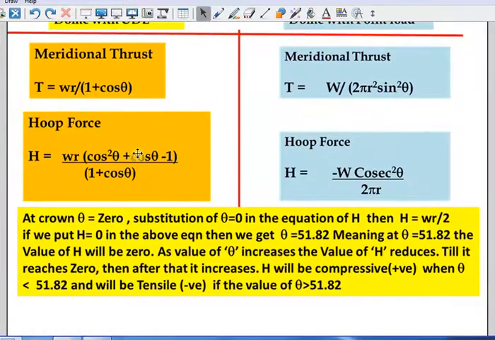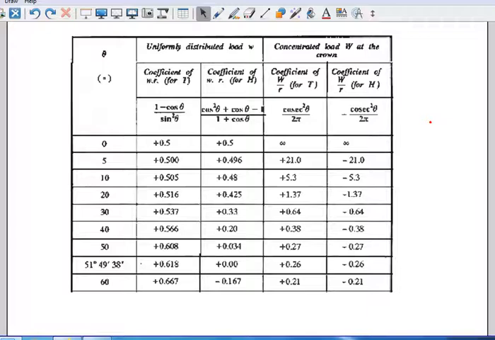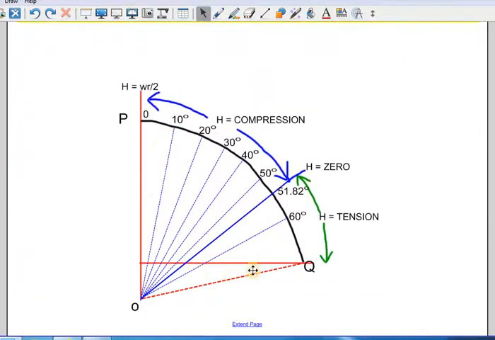For that, we can find it out very easily. You substitute H equal to 0 here, so that you will get theta equal to 51.82. Meaning that at 51.82, or you can see it down here, this will be easier. You can see here, it is 0 here, 10 degree, 20 degree, 30 degree, and at last it comes to 51.82. At this point, H will be 0. Above this point, H will be compression as shown here. Below that, it will be tension.